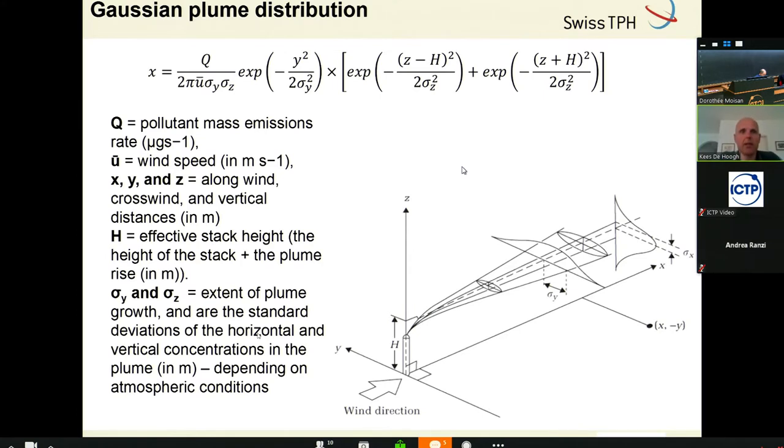And this is then the Gaussian plume equation. Again, I won't go into it at the moment because we need to carry on a bit, but you can look into this later. But this is something which is all built into this dispersion model, so we don't have to thankfully do this ourselves.